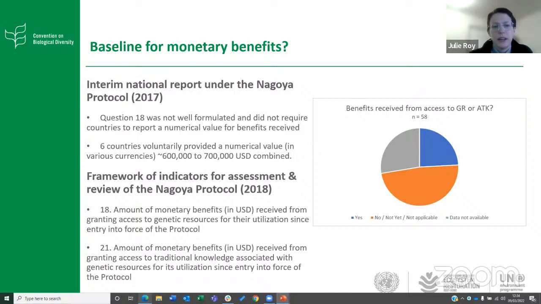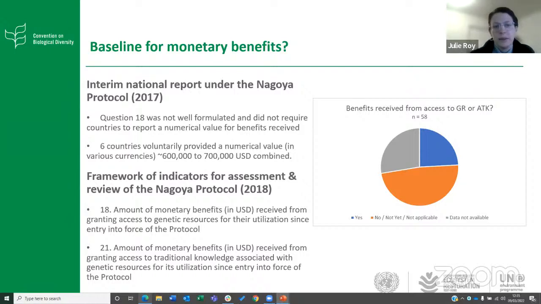In that process, only about 6 countries voluntarily reported a numerical value for the benefits they received, and this was in various currencies. Putting that together for your information, this was between 600,000 and 700,000 US dollars. So we do see that some countries have a national baseline that is available, but this is not something that could be readily used at the global level.